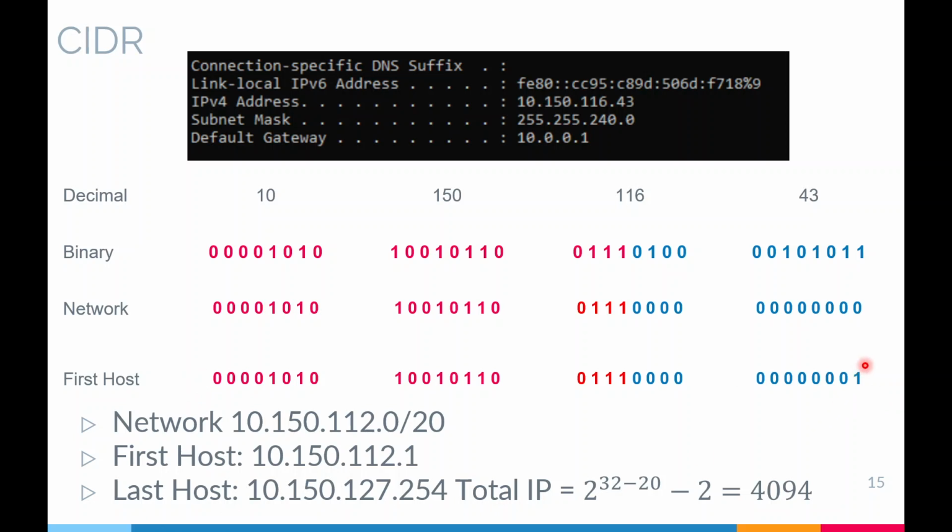Now, if you want to find the broadcast address, it's simple. Use the last host, and just make the last bit, which is 0 for the last host, a 1. So the broadcast would become the same address, with just the last octet being 255.